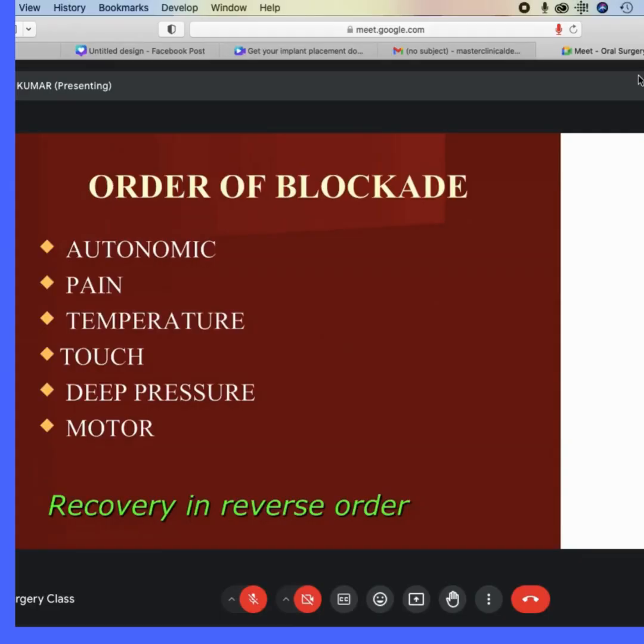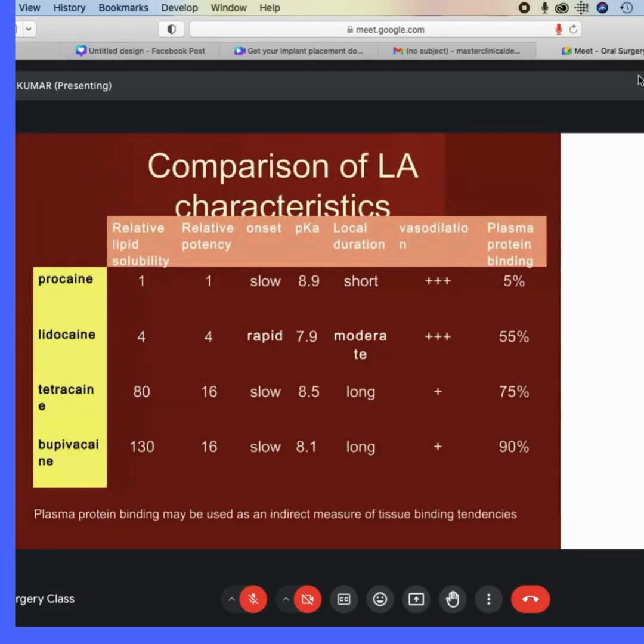Basically, reach deep pressure and motor. Sometimes deep pressure anesthesia is also given, but motor is not recommended. We don't give that much concentration as well as technique, so the motor is always intact. Okay, so just a quick thing that we can see.